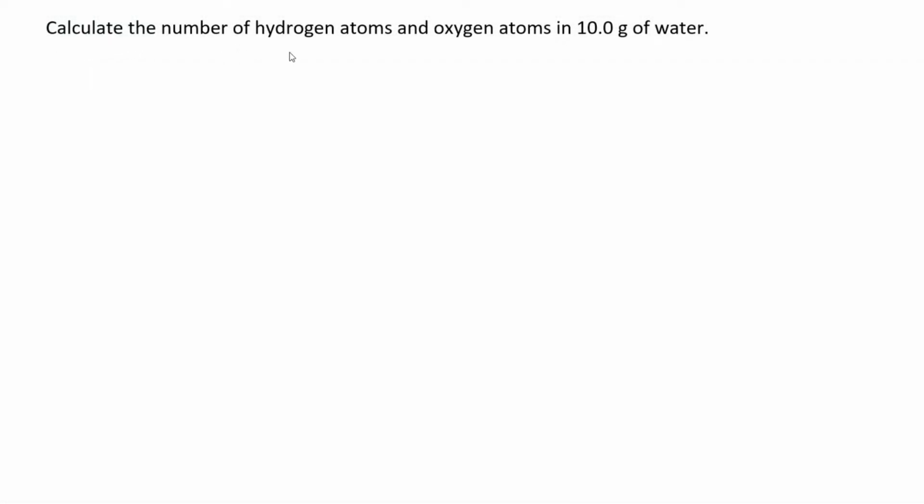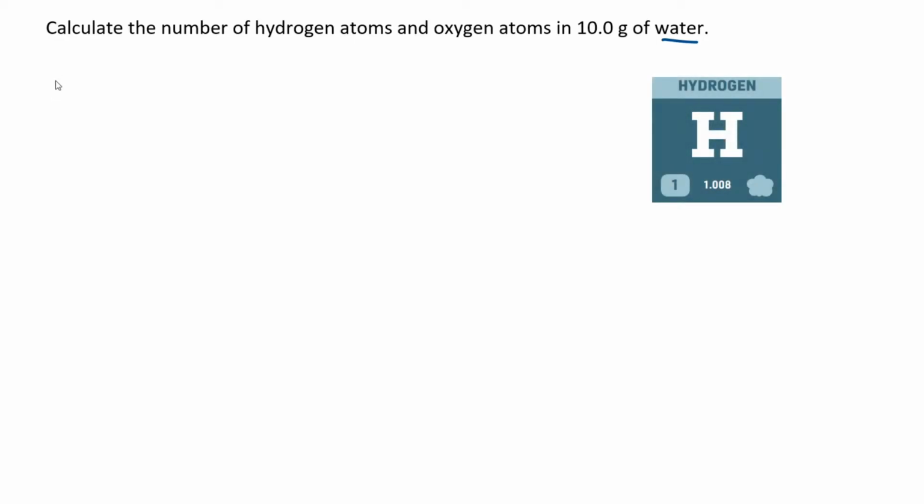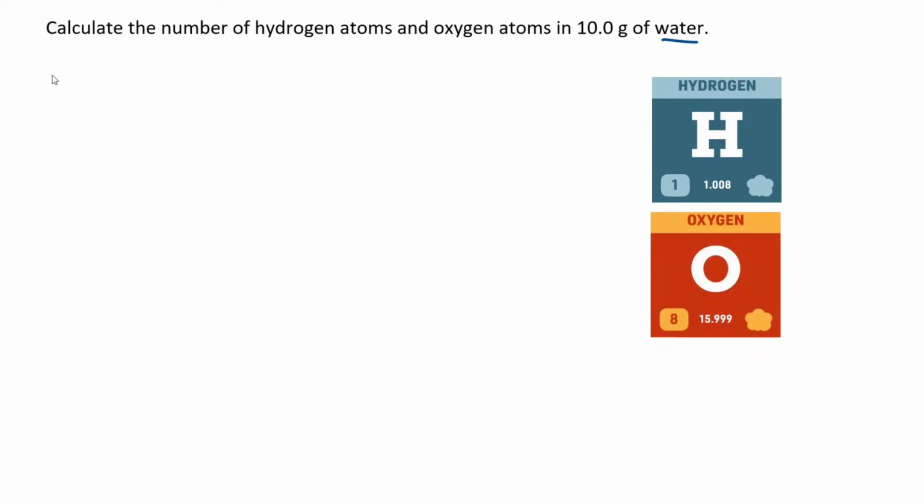To calculate the number of hydrogen atoms and oxygen atoms in 10.0 grams of water, first we're going to need the molar mass of water. So to find that, we're going to use the molar mass of hydrogen and the molar mass of oxygen atoms. We also have to know how many of each are in water. So water, hopefully we see by now, is H2O.